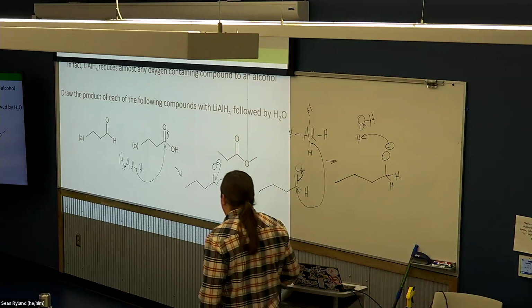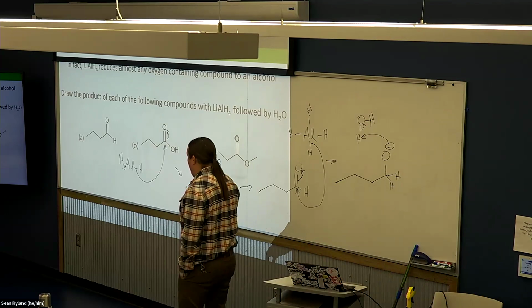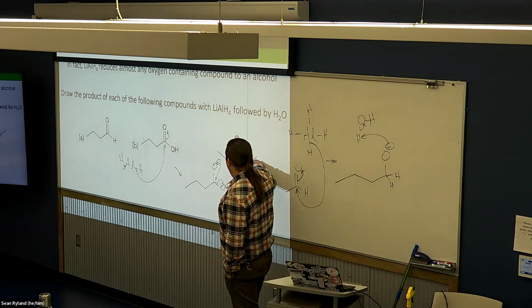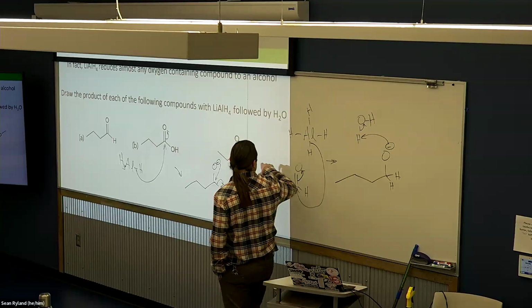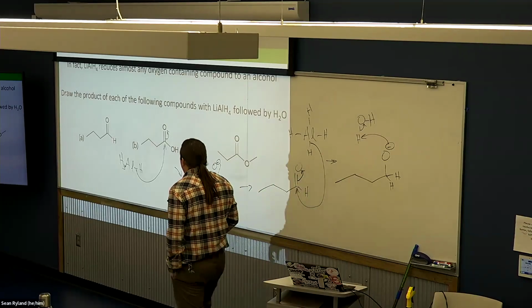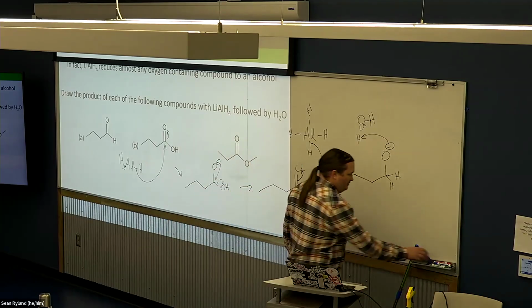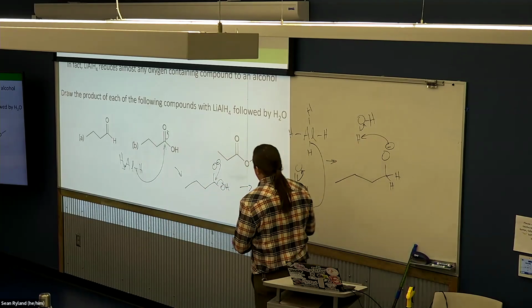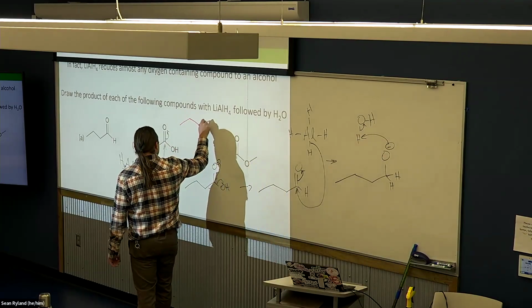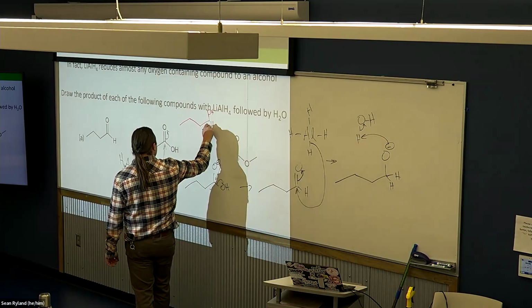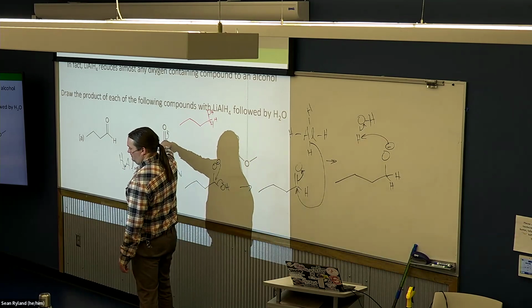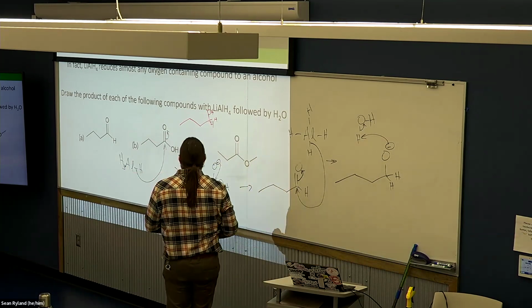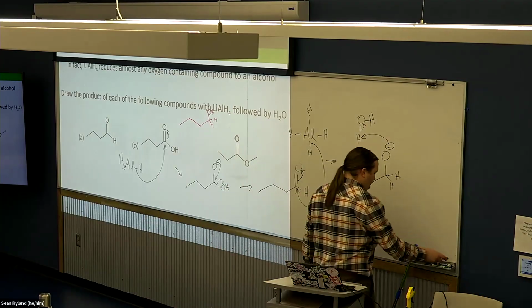Alright, so we'll take a break here. When we come back, start writing out the mechanism for this one reacting. Our end result is going to look like this. We added 2 hydrogens to this carbon and turned the oxygen into an alcohol.